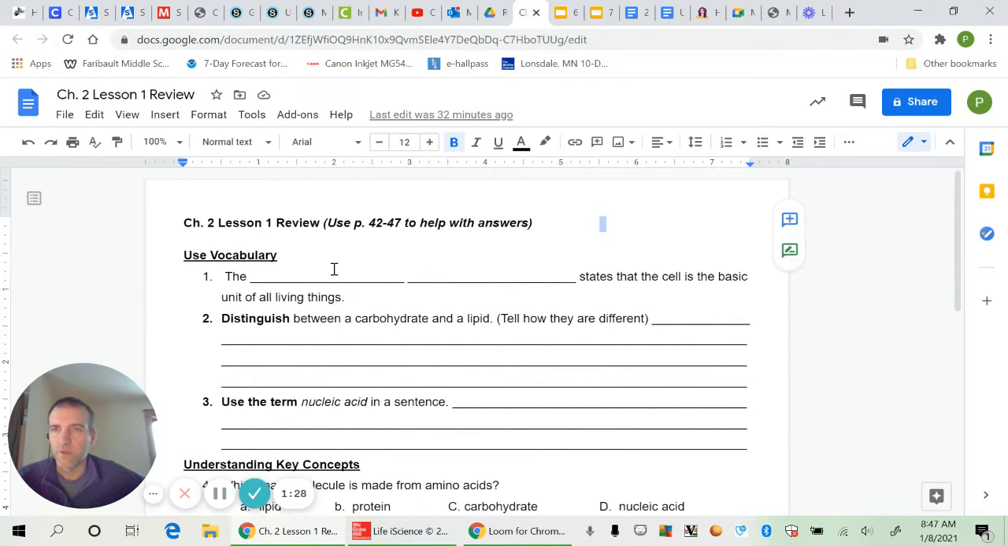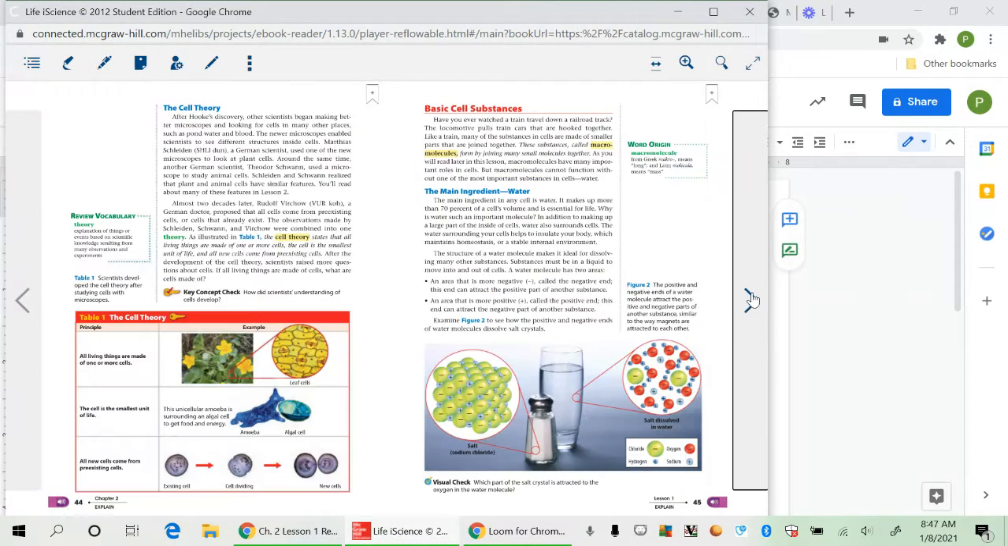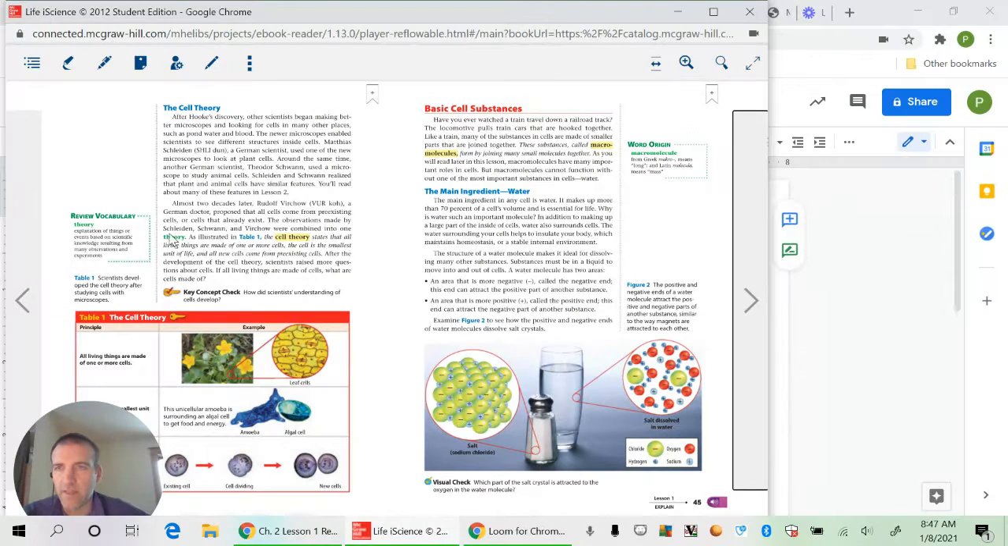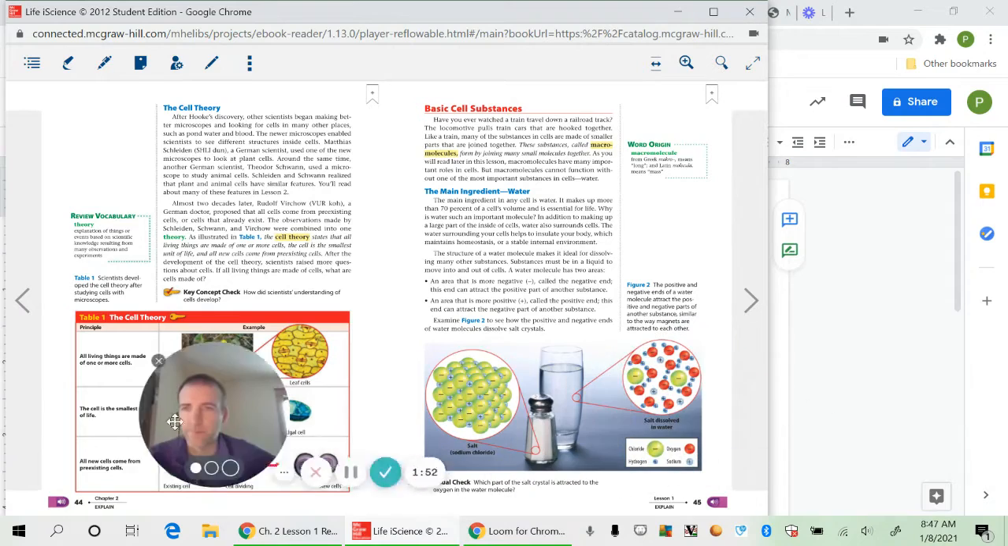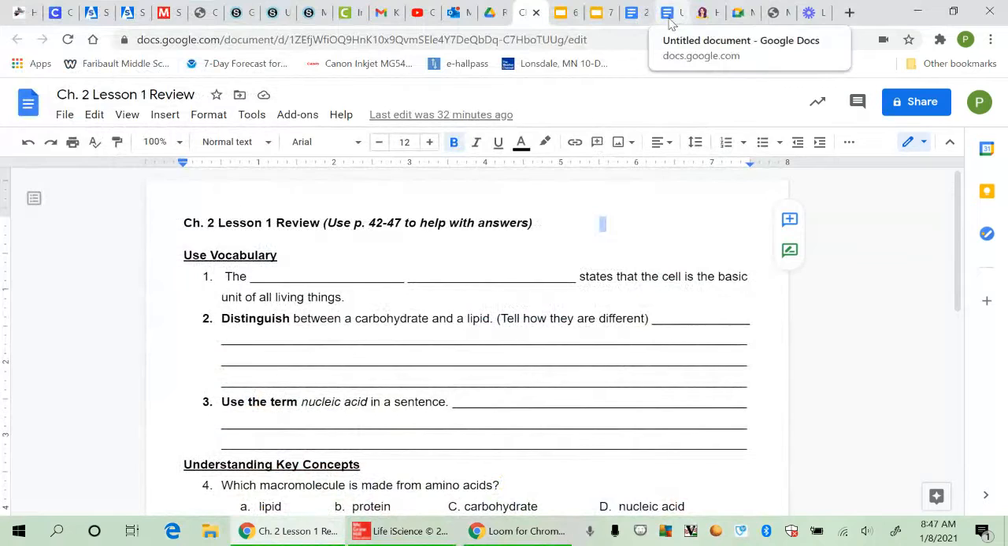If you're looking at the first one, it says the blank blank states that the cell is the basic unit of all living things. To find the answer for that one, I would recommend that you go back to the beginning of the lesson and look at the second page where it's talking about the cell theory. So you're going to be looking at page 44, I think it is, in the science book. Might be a definition.